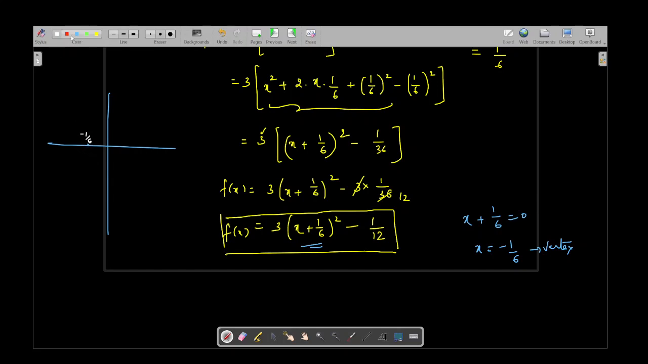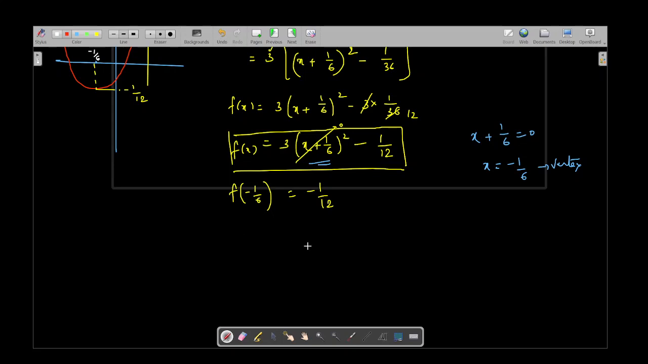At this point, the curve looks up like this, and if you put x is equal to minus 1 by 6, f of minus 1 by 6 is equal to minus 1 by 12, since the squared term goes to 0. So this value is minus 1 by 12. The range is from here to infinity. So the range of the function, finally, is minus 1 by 12 to infinity.